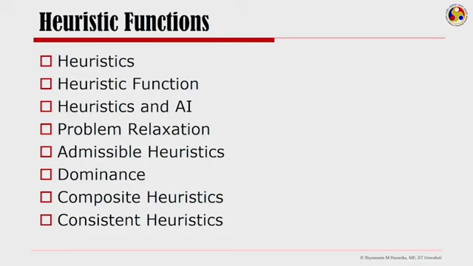In this lecture, we will look more closely at what heuristics are, how heuristics could be formulated for a given problem, and we will list certain properties of heuristics before we move on to informed search strategies in the next lecture. At the end of this lecture, it is expected that we would be able to understand or define heuristics, be able to formulate heuristic functions, and look at how heuristics and AI search are intricately related.